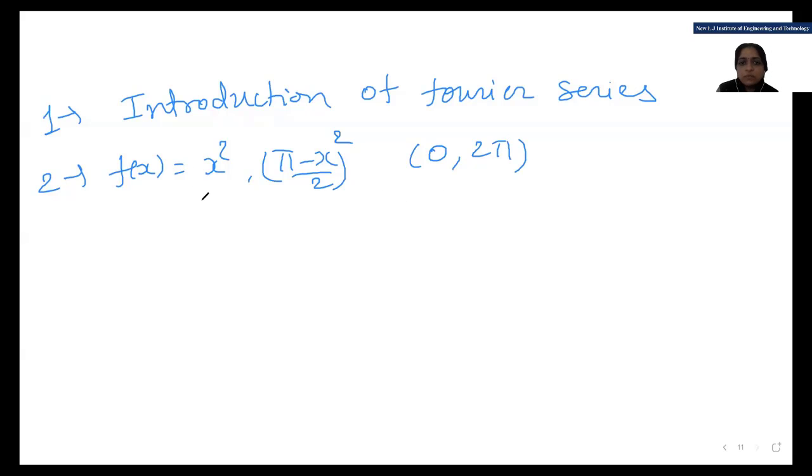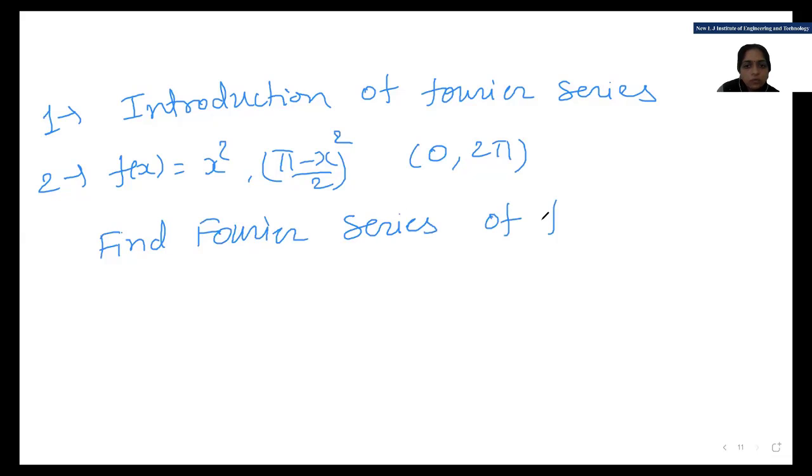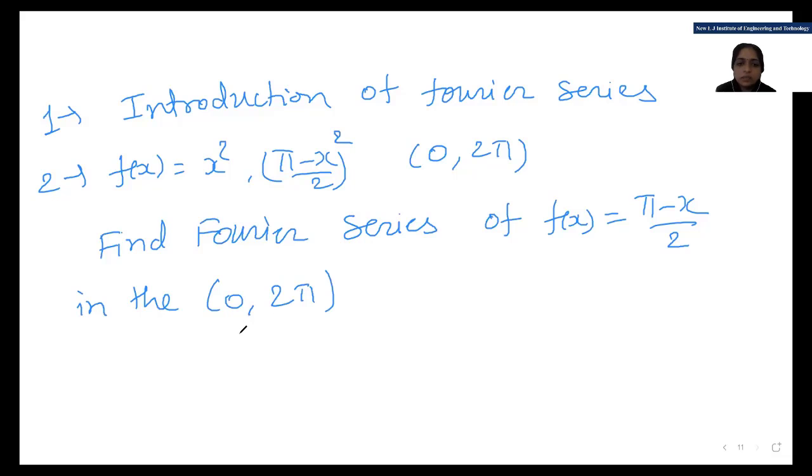Okay, so I will give one example for your own practice. So please write down the question. Find the Fourier series of f of x is equal to pi minus x by 2 in the interval 0 to 2 pi. I will ask for the answer from anyone in tomorrow's lecture. Okay. So this is for your own practice.